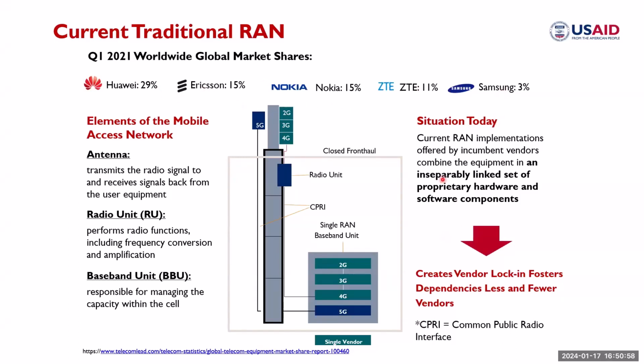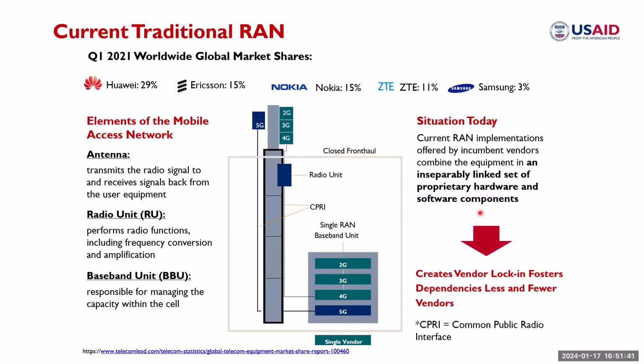So they can see here that the current RAN implementations offered by incumbent vendors combine the equipment in an inseparable, linked set of proprietary hardware and software components. It means that if one company like Huawei gets a project for an operator, matatali sila with that project for several years. Because if you use the hardware for the radio access network, you have to use the software, and of course the services can be outsourced, but basically the hardware and the software they cannot disaggregate because it's a monolithic system.